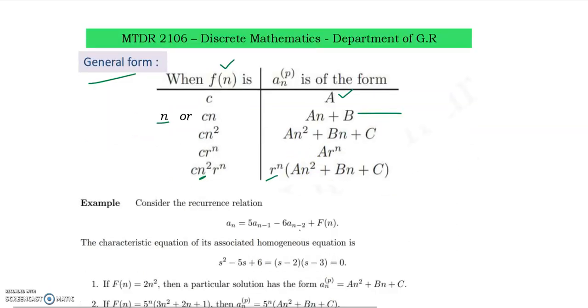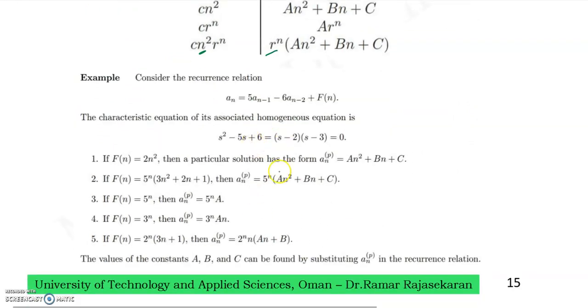Okay. Now these are a few more examples. This is the general case we are discussing here. In this example, consider the recurrence relation a_n = 5a_{n-1} - 6a_{n-2} + f(n). Now, for this, we find the characteristic equation for the homogeneous part. For the homogeneous part, you consider only this and find the characteristic equation. From that, you find the characteristic roots, which are 2 and 3.